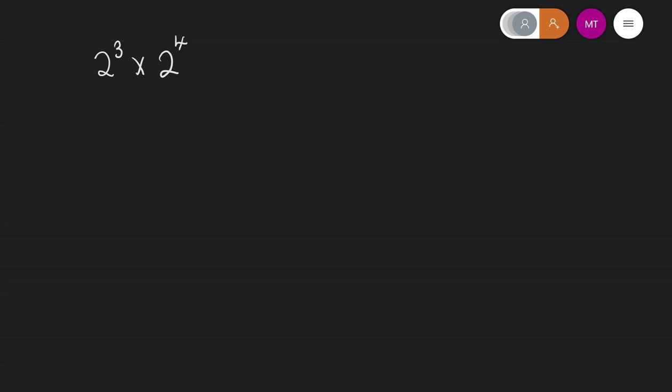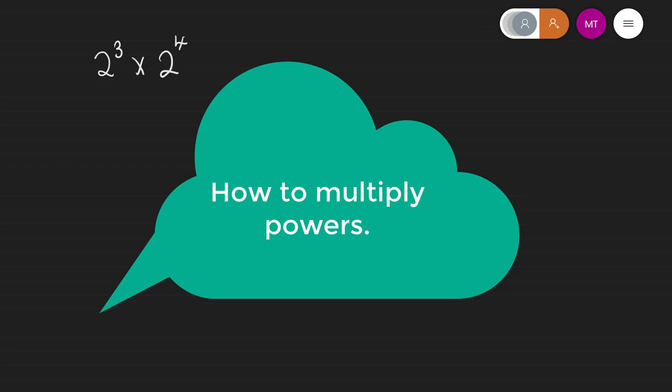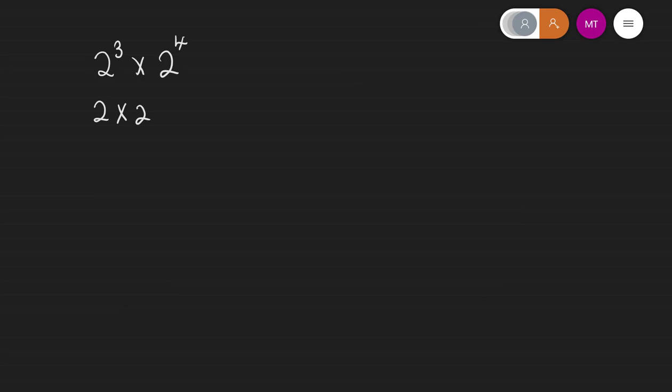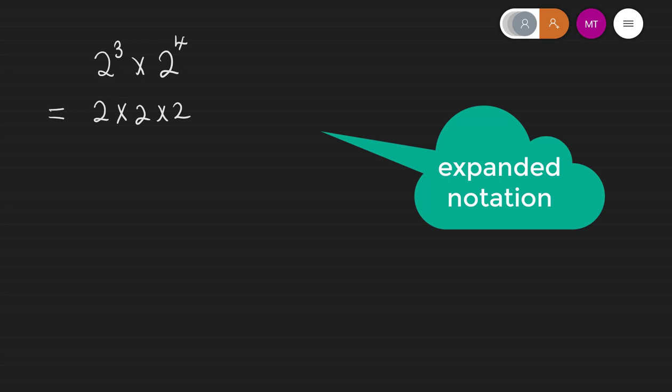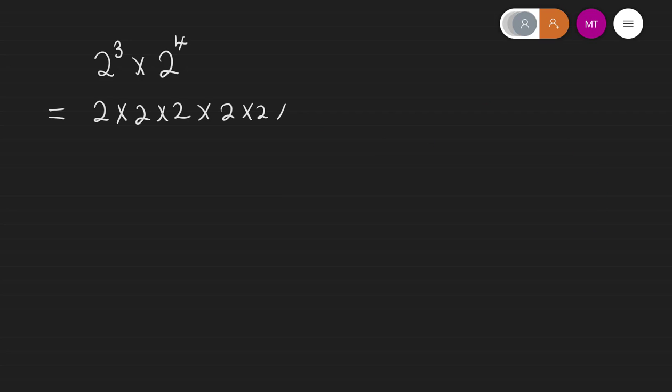How do we multiply powers? Let us investigate. 2 cubed can be written as 2 times 2 times 2 in expanded form. 2 to the power of 4 can be written as 2 times 2 times 2 times 2.